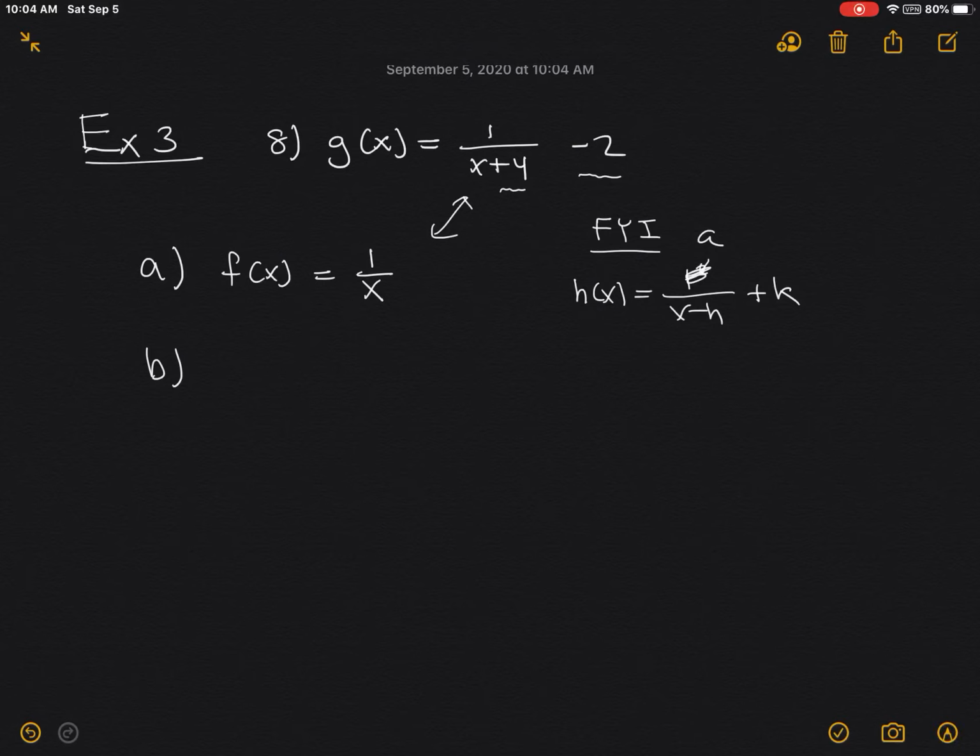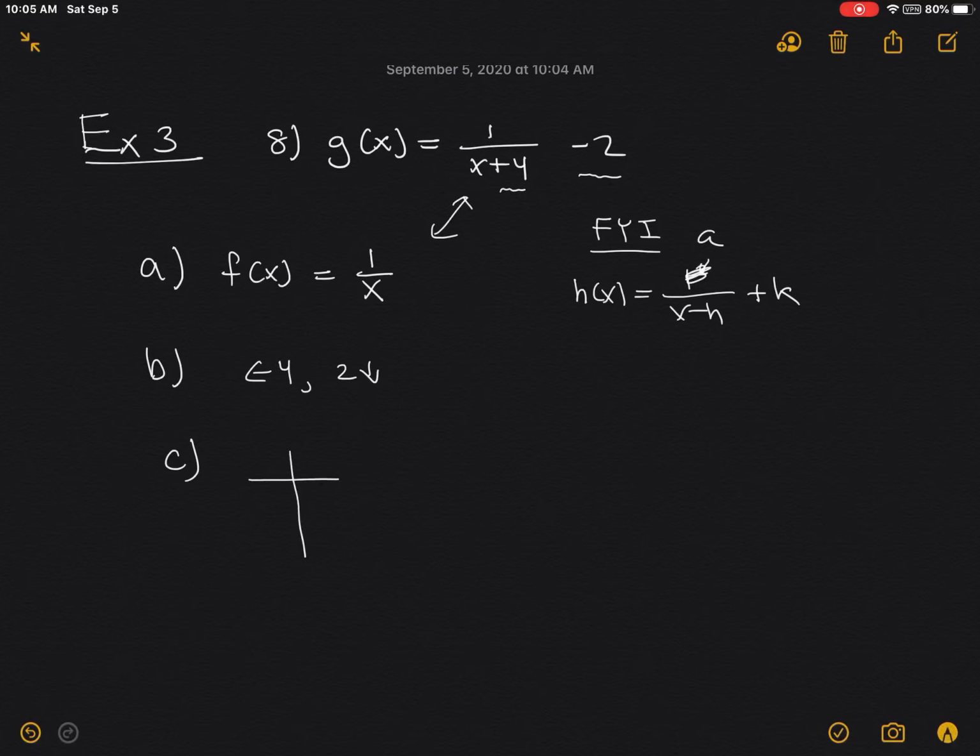All right, so just looking at this, it looks like it shifts the graph 4 units to the left and then 2 units down. If this is the general form, h shifts left and right, k shifts up and down, and a changes the size of your graph. So the sequence of transformations is 4 to the left, 2 down. And then for part C, we actually have to sketch or track some points.